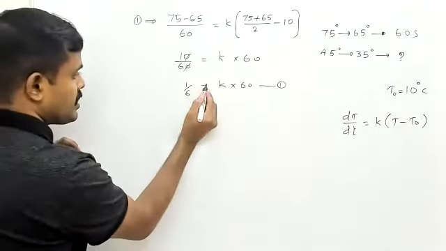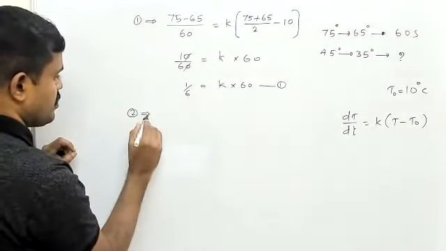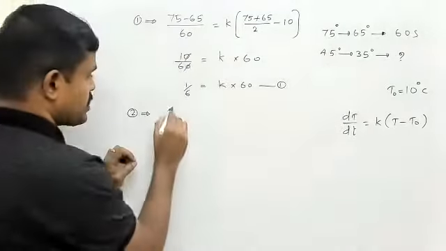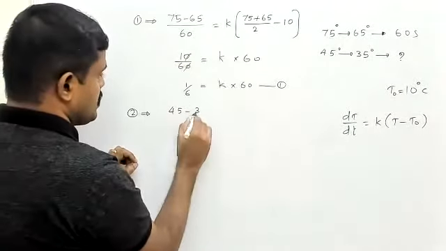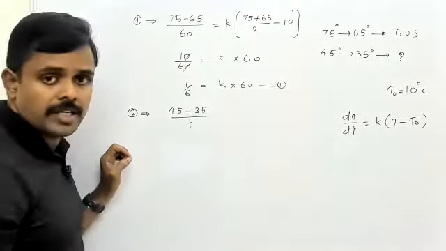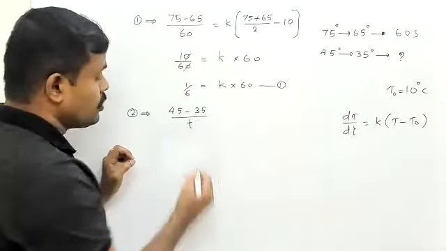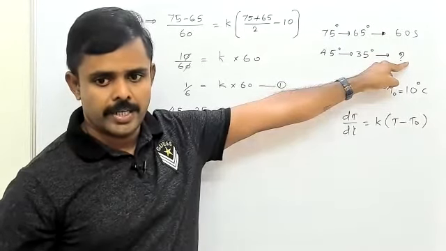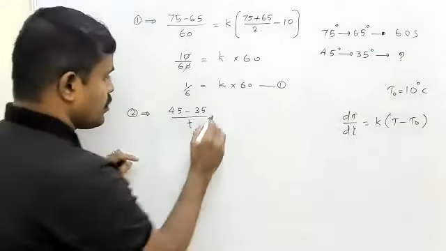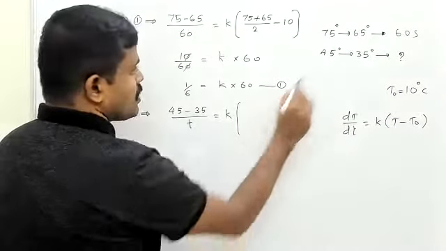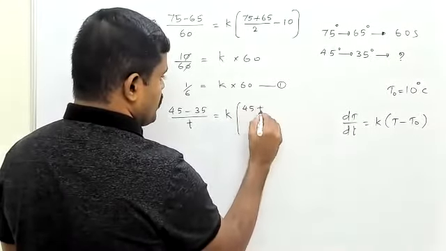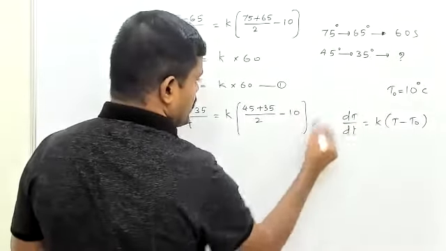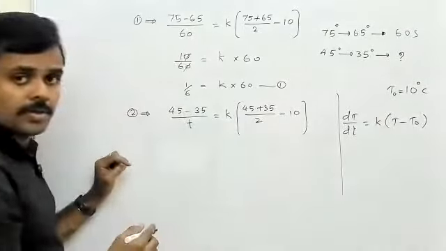Similar way, let us write the second case. You're going down from 45 to 35. So let us write down the temperature. 45 minus 35. The time taken for it is to be calculated. I knew the time for the first case, but I have to calculate the time for the second case. I'm calling it T. k is same for both. Temperatures are 45 plus 35 by 2 minus atmospheric temperature, which is 10.